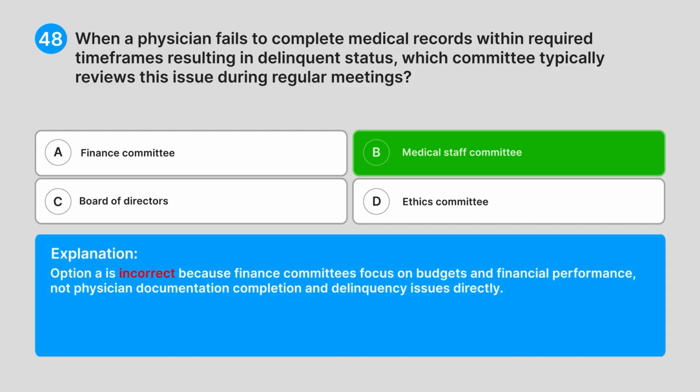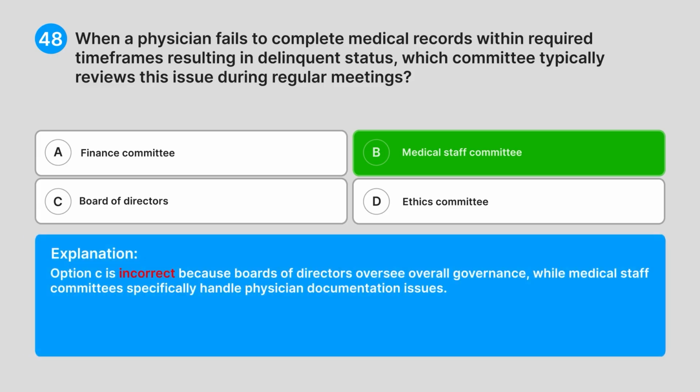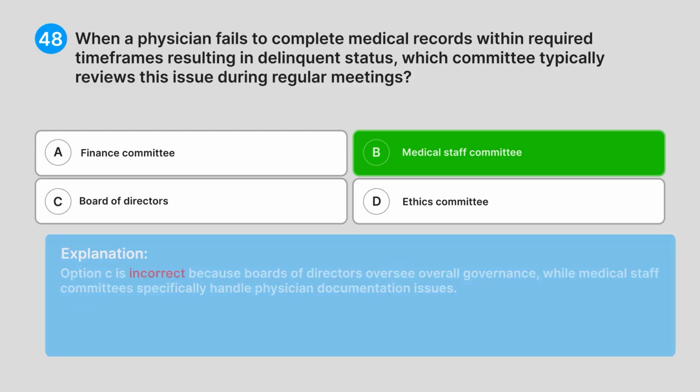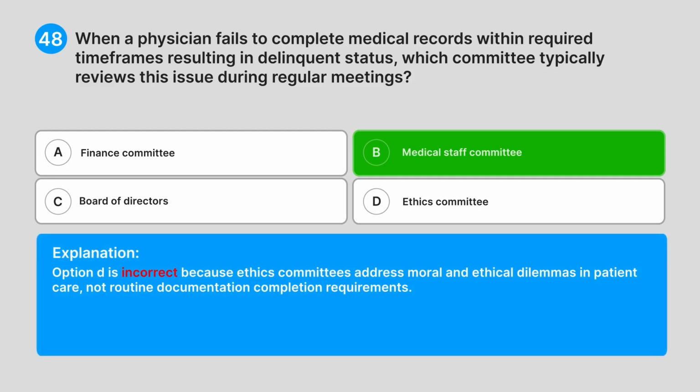Option A is incorrect because finance committees focus on budgets and financial performance, not physician documentation completion and delinquency issues directly. Option C is incorrect because boards of directors oversee overall governance, while medical staff committees specifically handle physician documentation issues. Option D is incorrect because ethics committees address moral and ethical dilemmas in patient care, not routine documentation completion requirements.